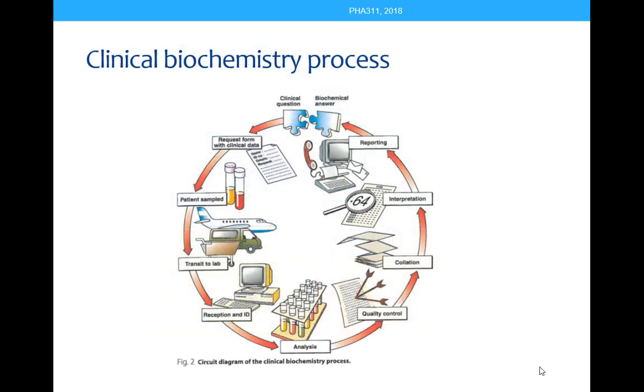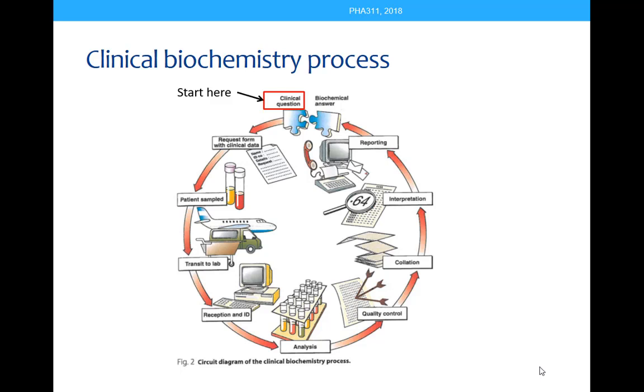The clinical biochemistry process, we will be looking at this process during the rest of the lecture now. First of all, it starts with a clinical question that the doctor asks: what is wrong with this patient? Then he requests some tests with clinical data, the sample is collected and sent to the lab, and then it is first checked or recorded in the system with the patient's name and patient's ID, so that you don't mix up samples.